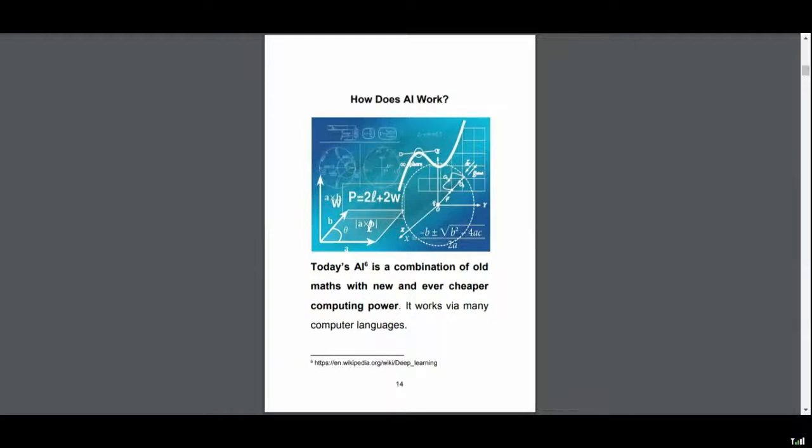So, okay, how does this AI work? Well, today's AI is basically a combination of quite old mathematics with new and ever cheaper computing power that we can now buy from the likes of Google, Amazon, etc. And it works using many different types of computer languages.